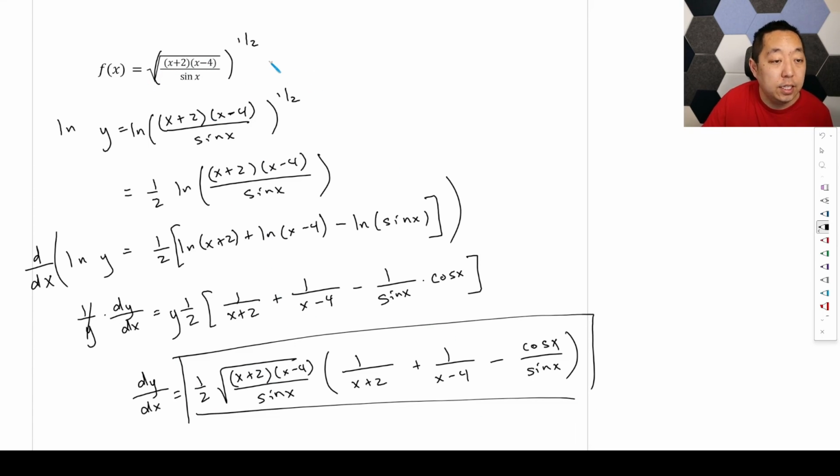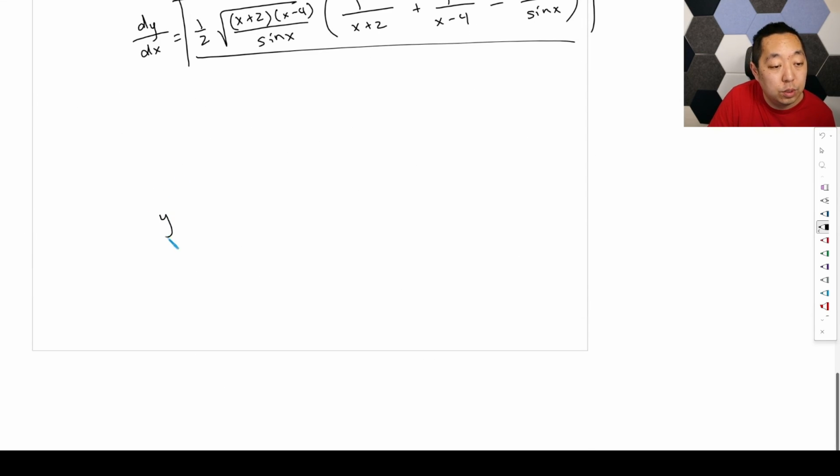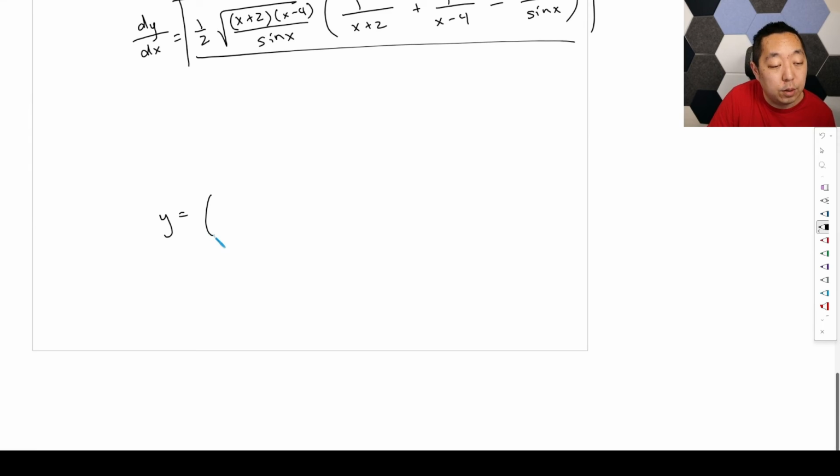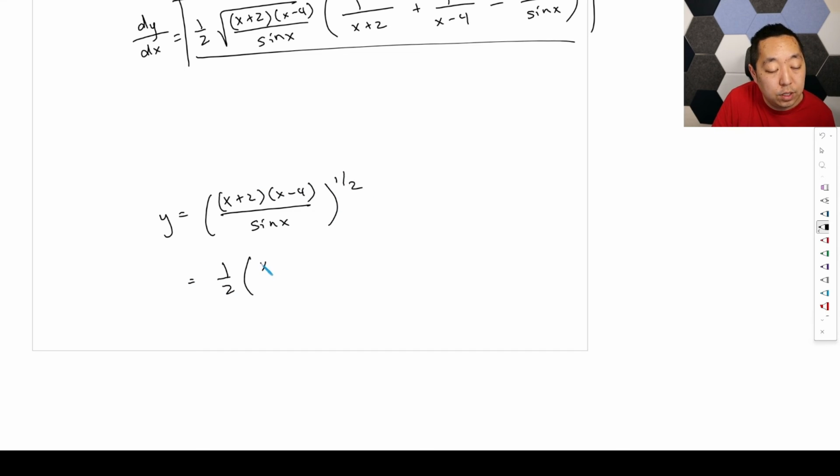So let's say I wanted to do it without logarithmic differentiation, right? It would be x plus 2, x minus 4 over sine x, all to the 1/2. You'd have to do power rule, 1/2, just to illustrate why this would be kind of annoying. I'm going to start it. And so that's power rule. Right, 1/2, subtract 1 on the exponent.